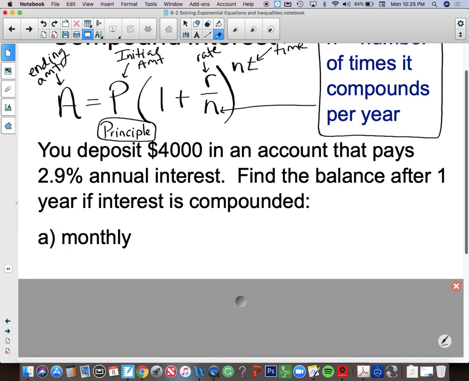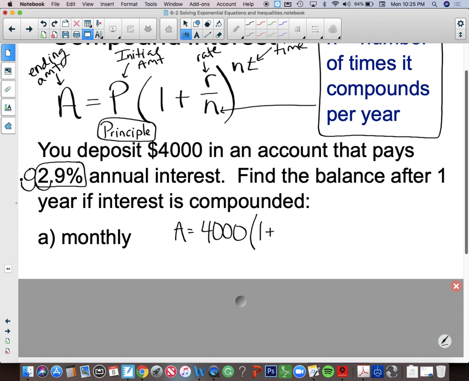Okay, so let's set up our formula. We have A, which is what we're trying to find. Principal is $4,000. That's what we're plugging in. Then 1 plus my rate, which is 2.9. Remember how we set that up? We have to move our decimal place over twice, so it's 0.029. So it's 0.029 over n, which we'll get to in a second, to the n times t.